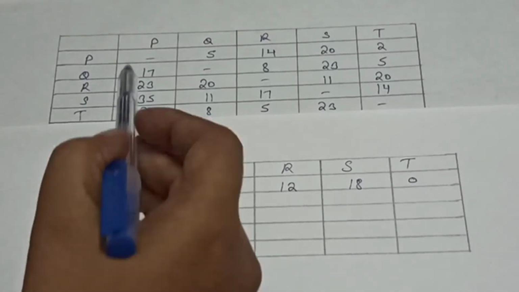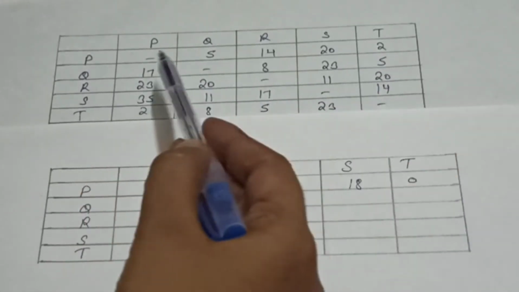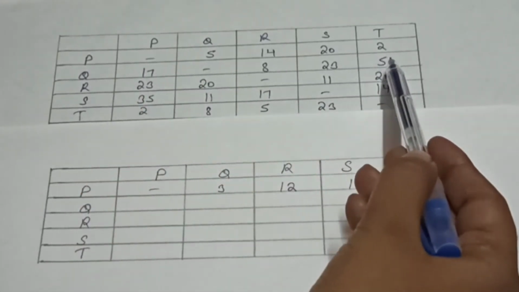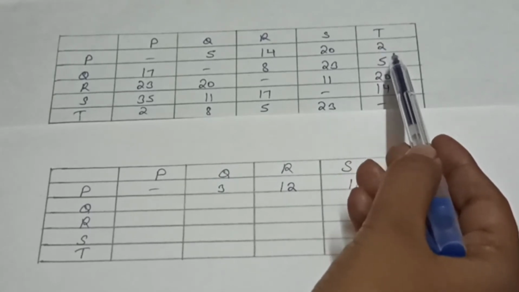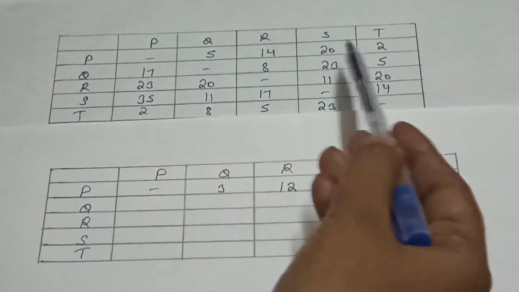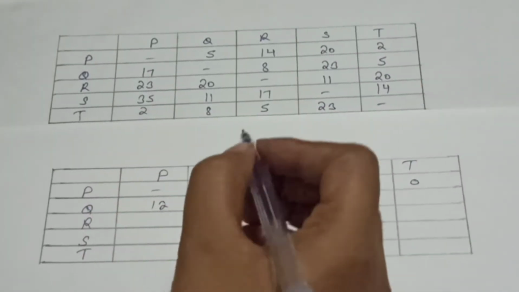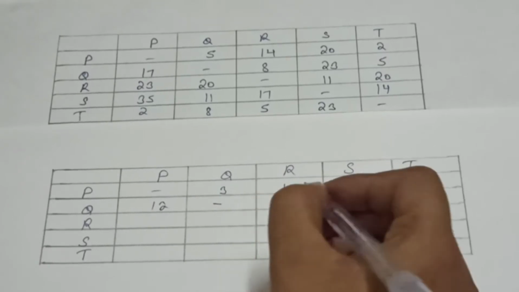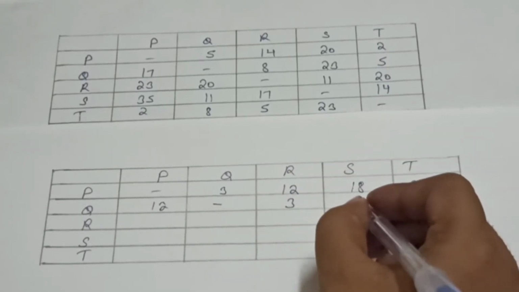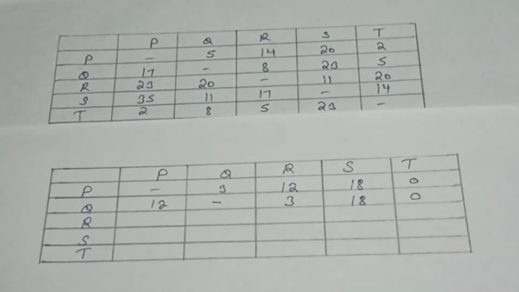So now we will check our second row. In the second row the minimum element is 5. So we will subtract this 5 from each element of this row. So 17 minus 5 is equal to 12. 8 minus 5 is equal to 3. 23 minus 5 is equal to 18 and here 5 minus 5 is equal to 0.